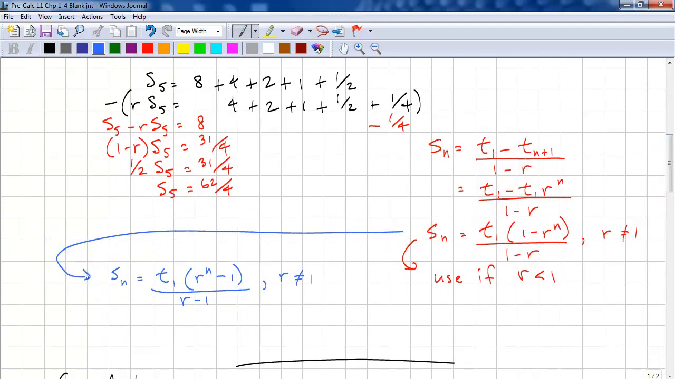From here, we can get another formula. Sn is equal to T1 times r to the n minus 1 all over r minus 1. And we'd like to use this if r is greater than 1. What this does is it prevents us from using negative numbers. And how do we get this? Well, we get this by factoring out a negative 1 from here and here, and then we just cancel out the negative 1s. And we're factoring it from the numerator and denominator.